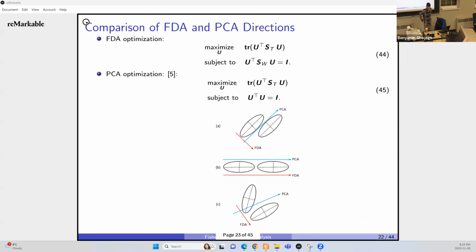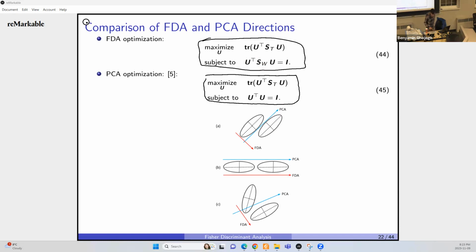We can compare FDA and PCA. Do you remember one of the variants of FDA was this? Maximize total scatter subject to within scatter is identity. You remember? PCA, recall the previous session. It was maximize total scatter subject to U transpose U equals I. So the U projection matrix is an orthogonal matrix. The only difference is this constraint.